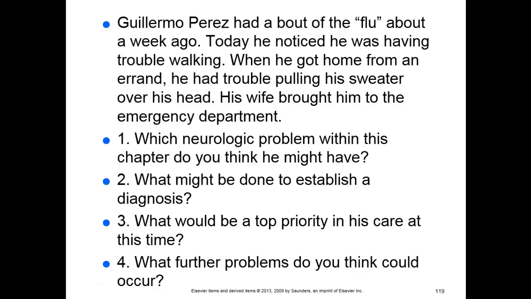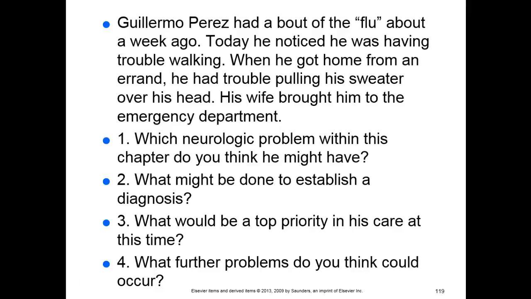Let's take a look at some case studies. Guillermo Perez had a bout of the flu about a week ago. Today he noticed he's having trouble walking. When he got home from an errand, he had trouble pulling his sweater over his head. His wife brought him to the emergency department. Which neurological problem within this chapter do you think he might have? What might be done to establish a diagnosis? What would be a top priority in his care at this time? And what further problems do you think could occur? So take a couple of minutes, put the presentation on pause, and jot down your thoughts.